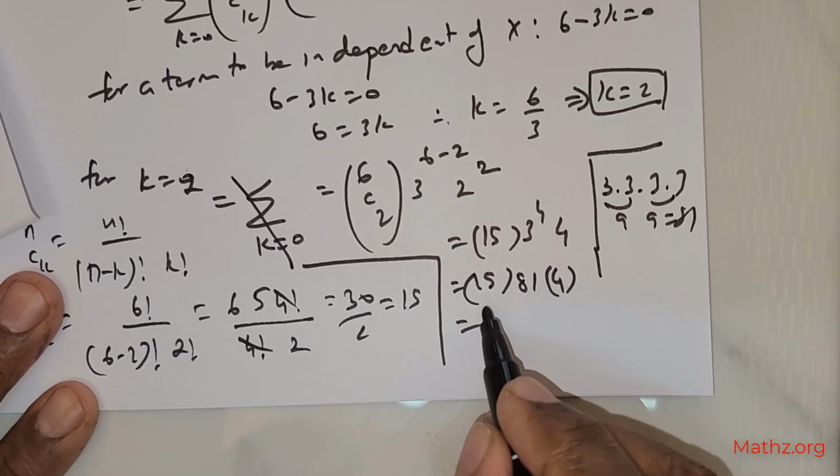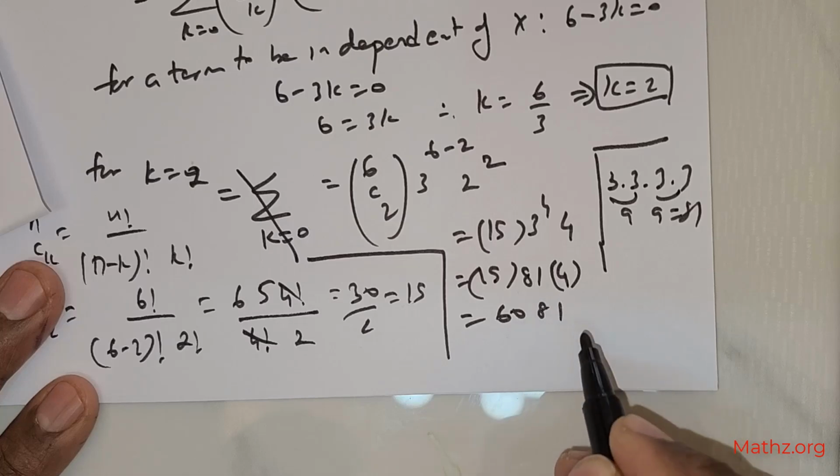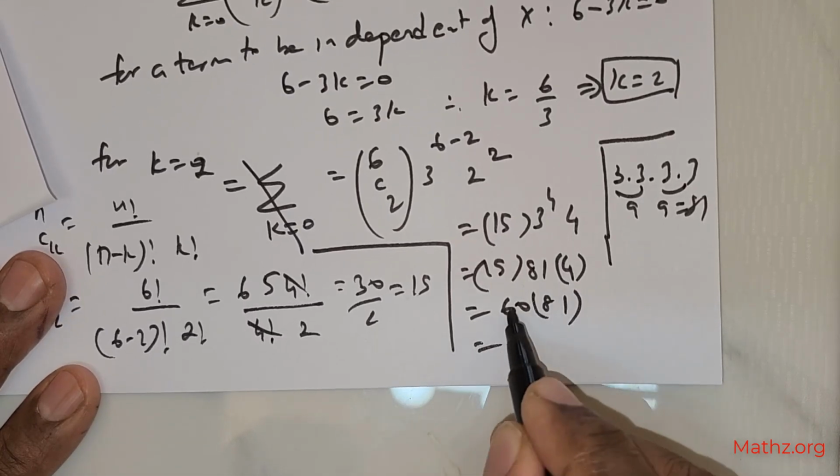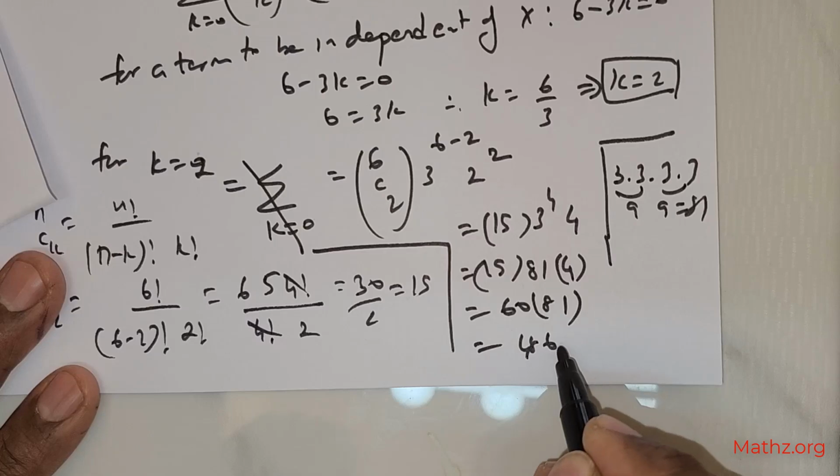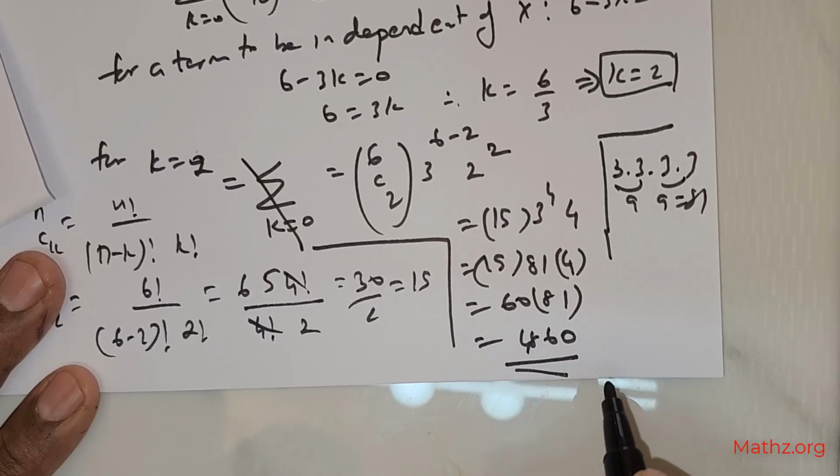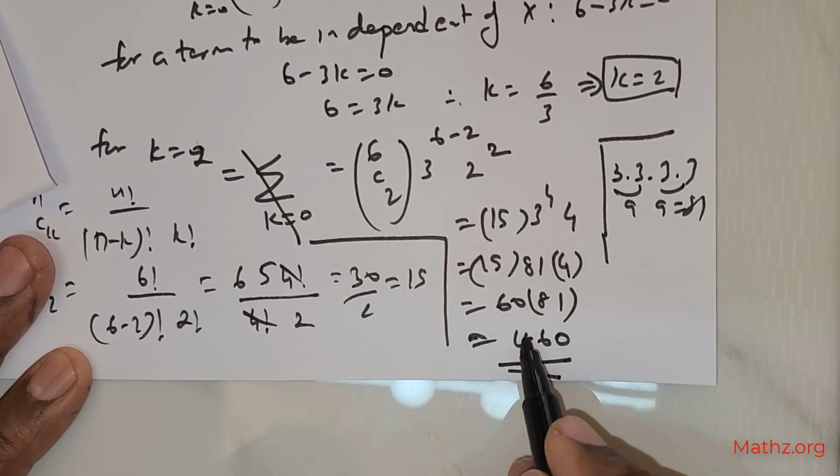So 4 into 15 is 60, and you have 81. You can multiply these: 6 ones are 6, 6 eights are 48, and you have 0. So 4860 is the solution. Right?